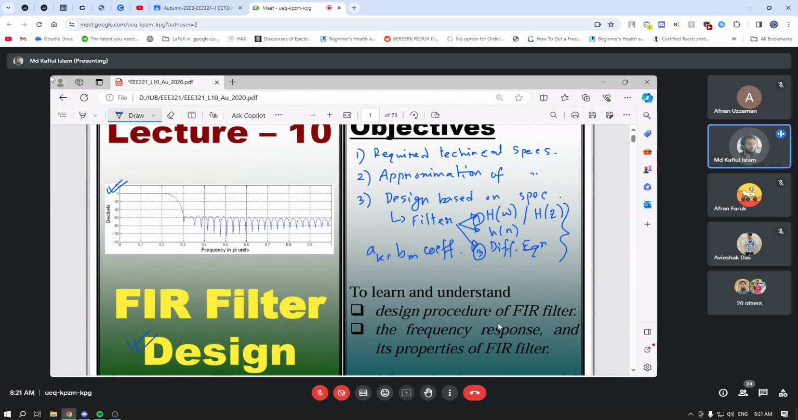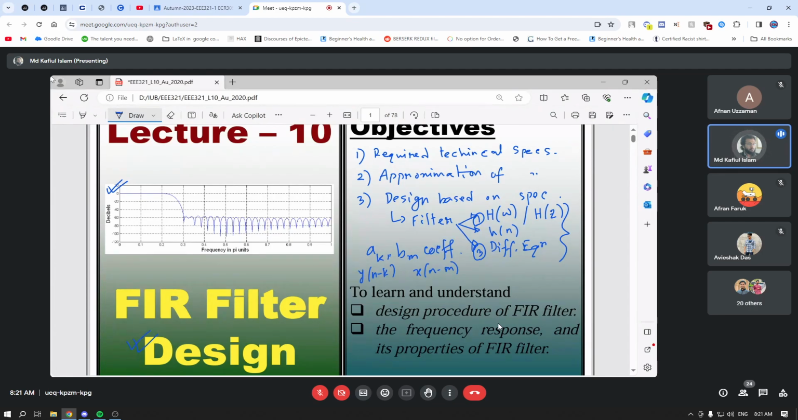So as long as you know the coefficients ak and bm: the ak coefficients are the coefficients for your past outputs and the bm coefficients are the coefficients for your past inputs, right? That is y[n-k], and this is for x[n-m]. So between 1 and 3, these are the common things.